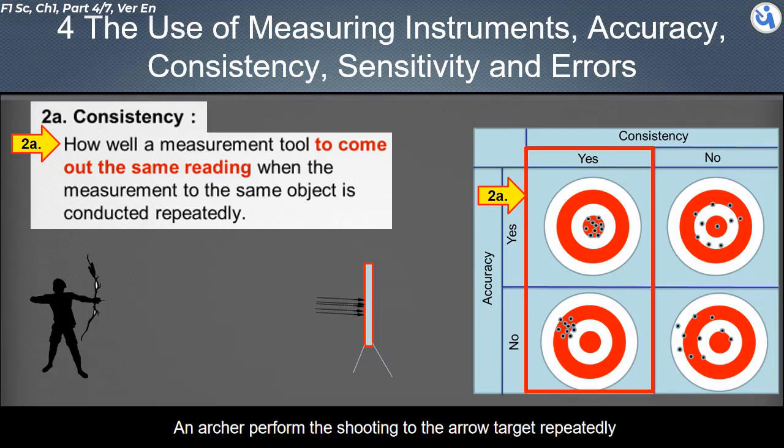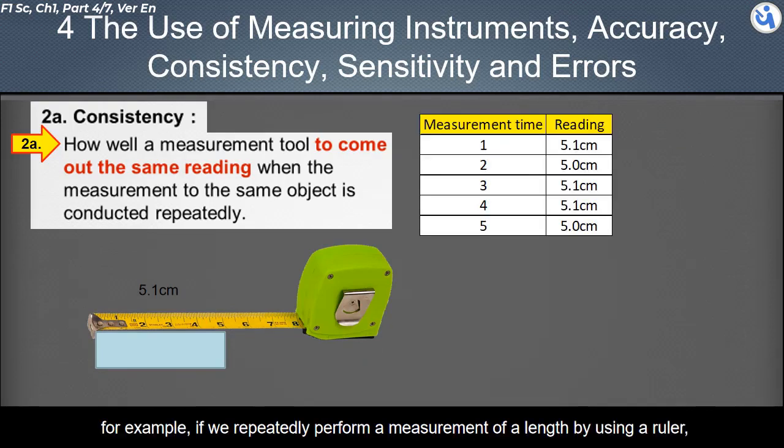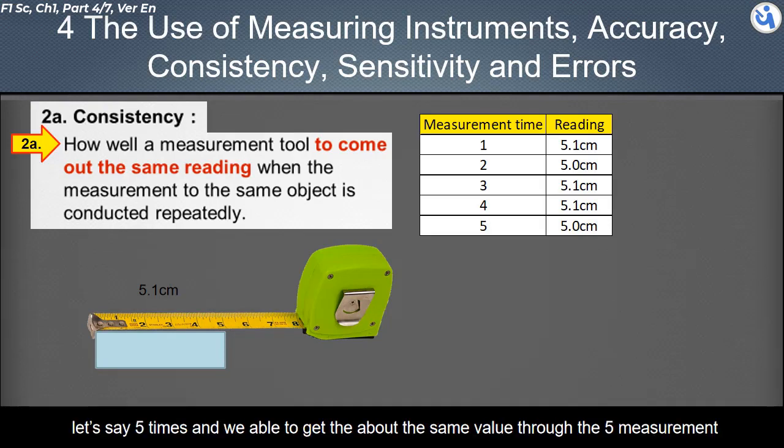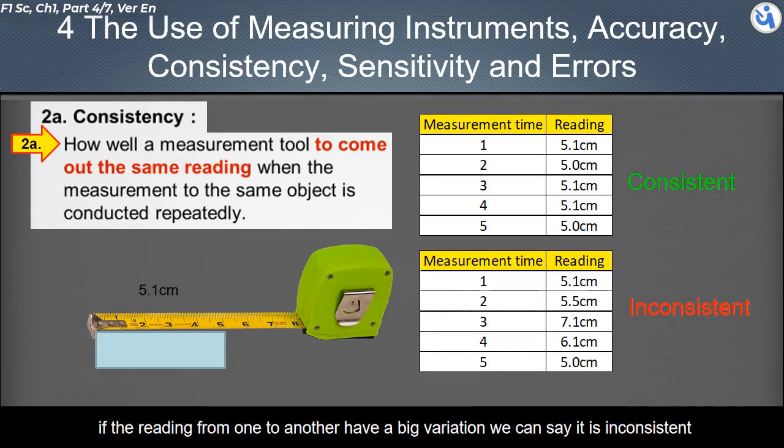An archer performs shooting at an arrow target repeatedly. If the arrows are shot to about the same location on the target, we say the archer has high consistency. The same applies to a measurement system. For example, if we repeatedly measure a length using a ruler, say 5 times, and we are able to get about the same value through the 5 measurements, we can say it is good in consistency. If the readings from one to another have a big variation, we can say it is inconsistent.